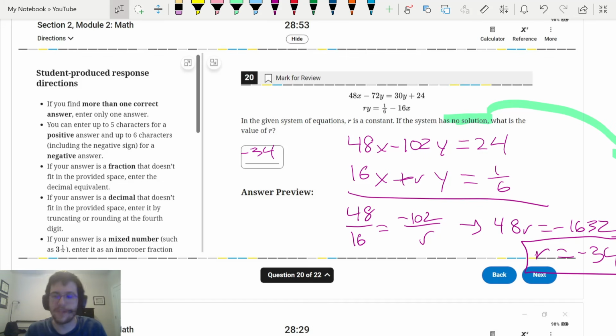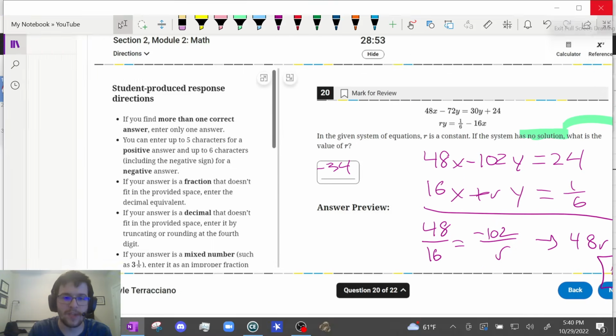What I would do is, if I were you, if you're low on time, don't do this, but if you had time at the end, I would now type it into Desmos to make sure it's right. Okay, so we're going to do that now.